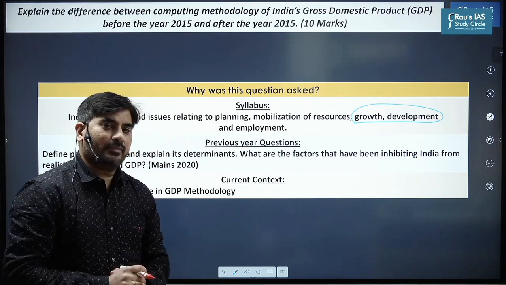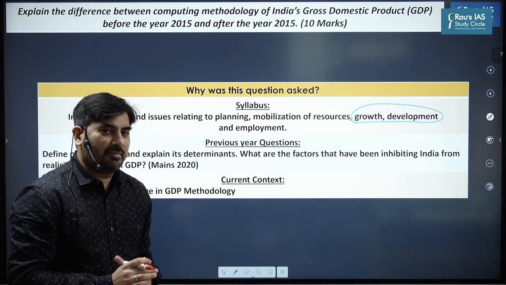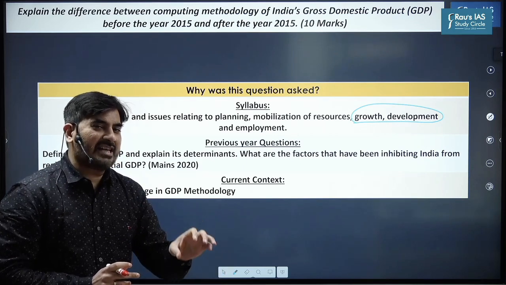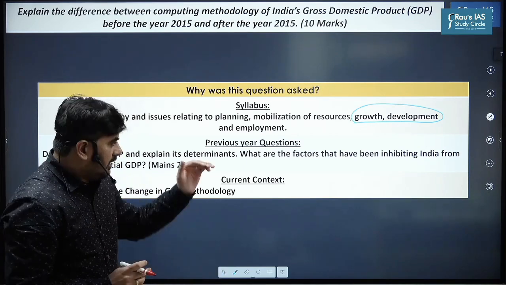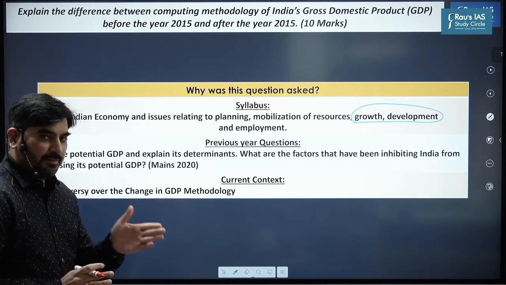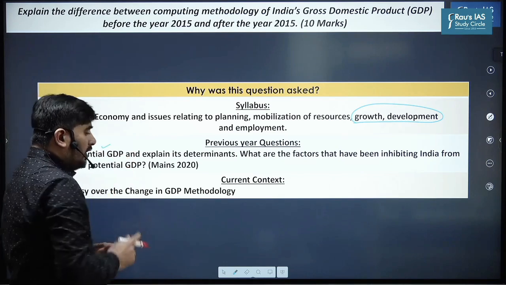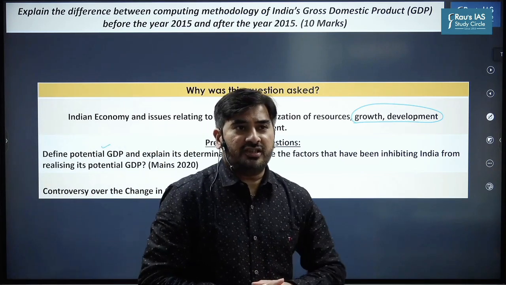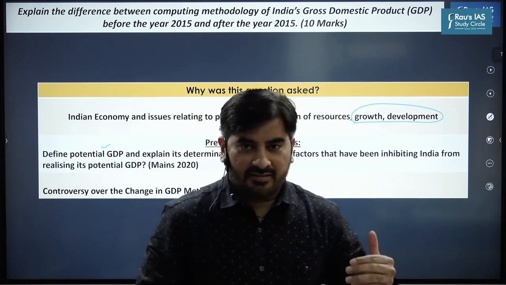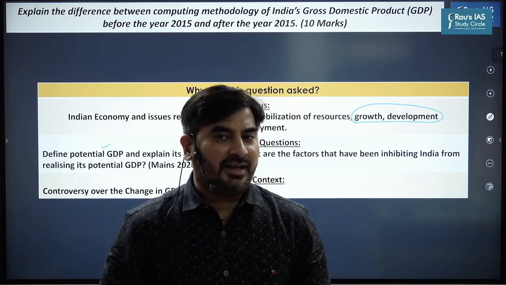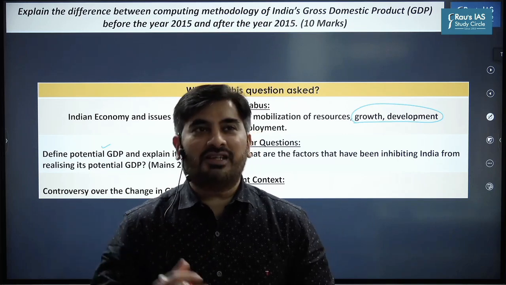Apart from that, as you can see in the previous year mains, questions have been asked with respect to various aspects of GDP. In mains 2020, that is previous year mains, we had this question related to what do you mean by potential GDP? What are its determinants?